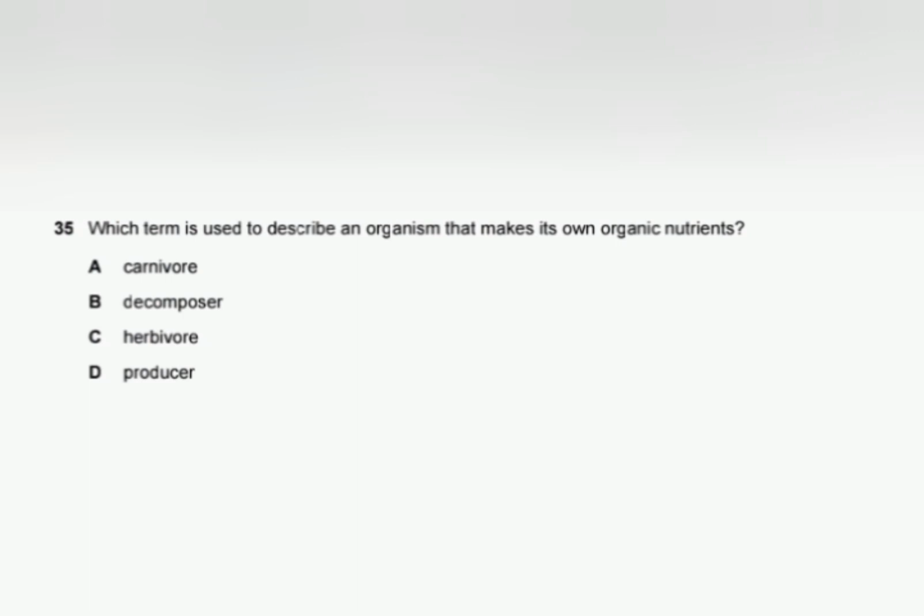Then the last one, producers. Producers or producer. Most of the producers, or always producers, are what? Plants. So plants, they make their organic what? Nutrients. So the answer is going to be what?